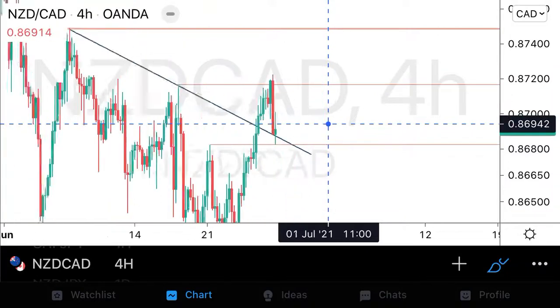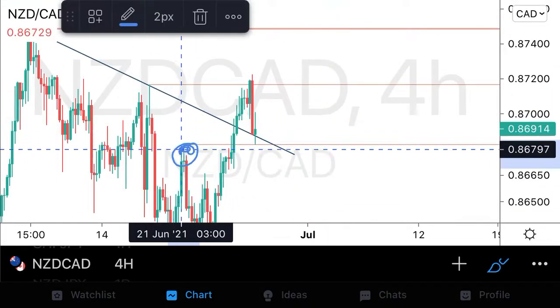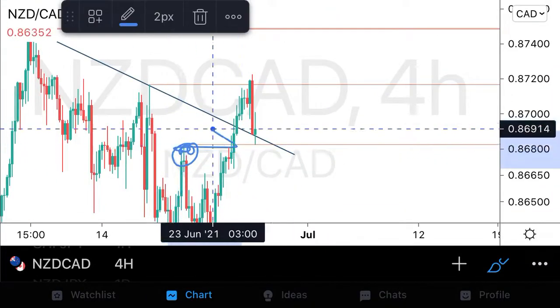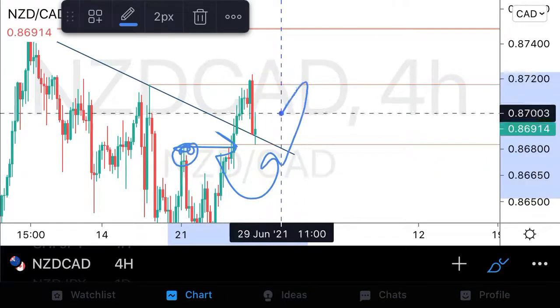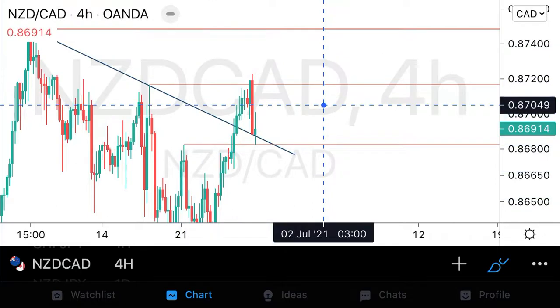What we can also notice is that these are previous resistance areas that prices have broken nice and impulsively and now could function as support, pushing prices higher. So we do know that NZDCAD is at an important area where we should be looking for those buying opportunities.